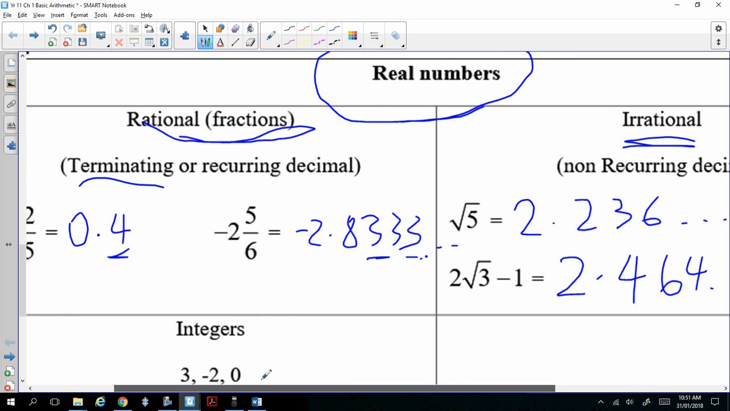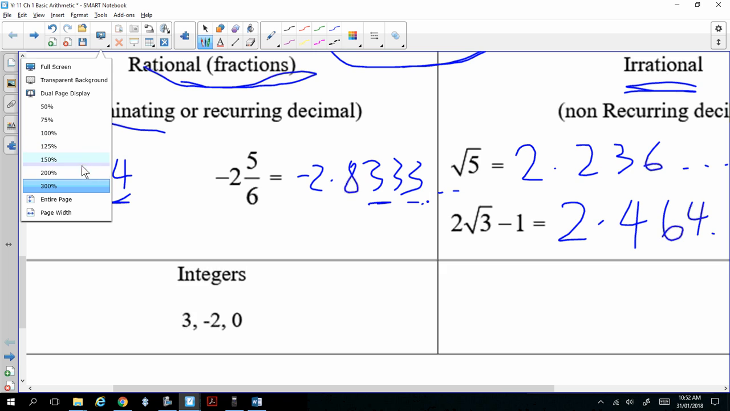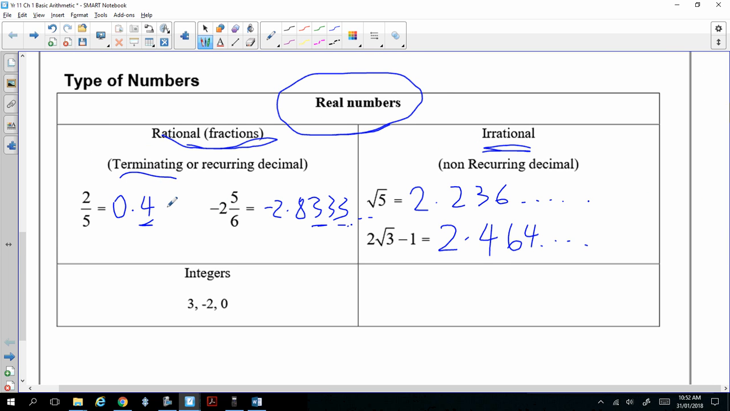And then, if we look further, there are integers, which are the whole numbers. There are positive and negative numbers. Okay, so these are types of numbers you will see. We're going to look more carefully at how to convert fractions to decimals, etc. Okay, already. Let's move on to the next page.